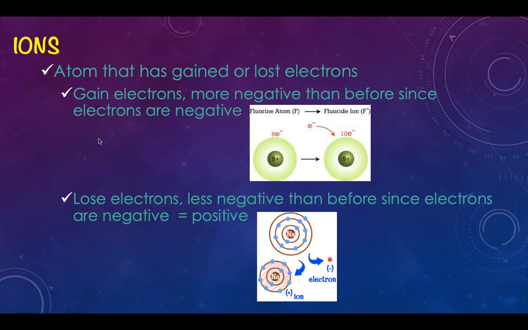Losing electrons means the atom is now a positive ion. Gaining electrons means that the atom is a negative ion. So we change what we call it to show that something has happened.